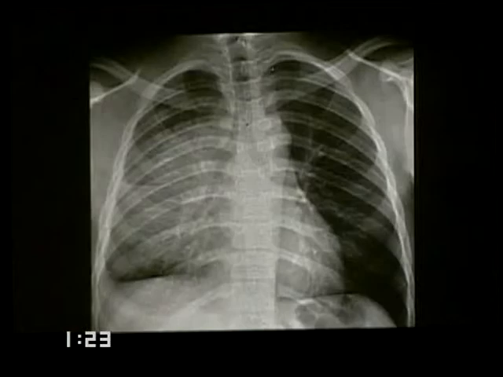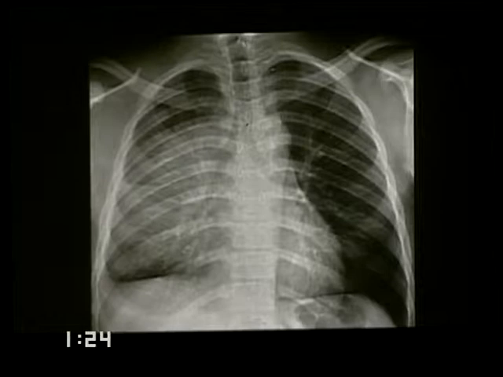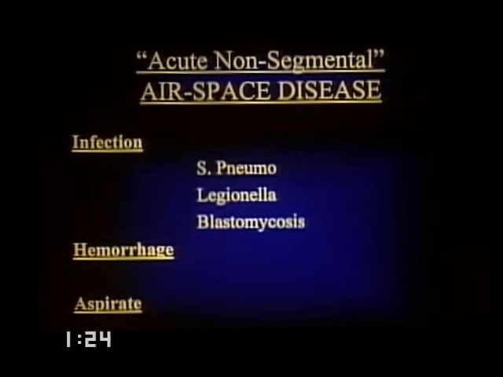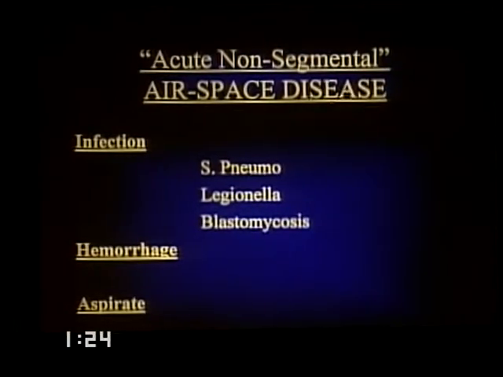This is a young girl in her teens with what looks exactly like a pneumonia. It is a diffuse airspace opacity. This is Hodgkin's disease. Again, one must consider the various things that go into producing airspace disease. Non-segmental disease, it can be, as you see, a variety of disorders, infection, hemorrhage, aspirate. I only put blastomycosis in there for semi-nostalgic reasons.